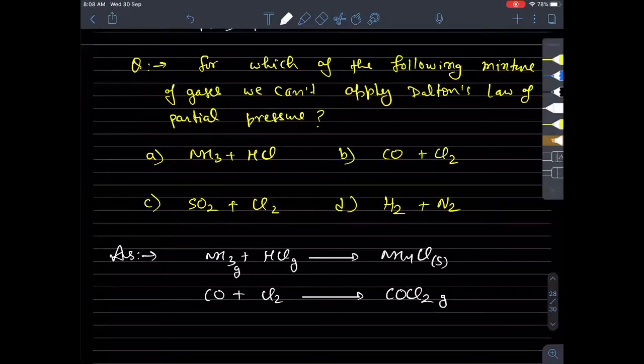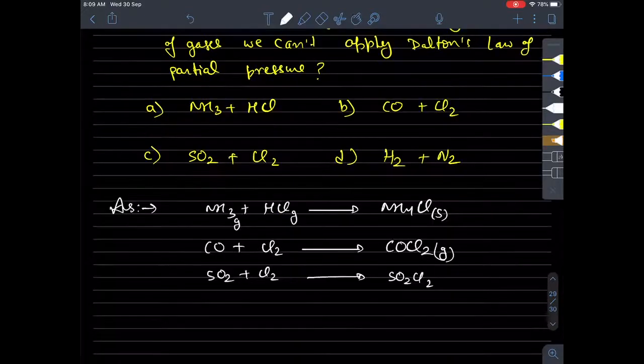Although that is a gas, but still they are reacting. So the number of particles is getting affected: 1 plus 1 becoming 2 becoming 1. So similarly, my dear, SO2 and Cl2 also react. But H2 plus N2, no reaction.